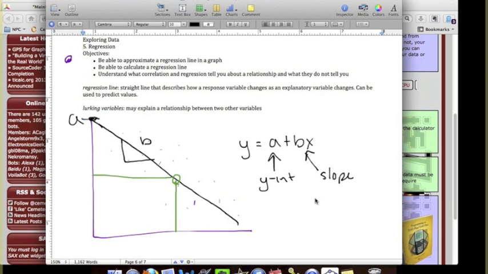What can you tell me about the b value of this graph? I mean, you can't tell me exactly what it is, but what can you tell me about the b value or the slope of this graph? It's negative. Yeah. If we have a negative correlation, we'll also have a negative slope.